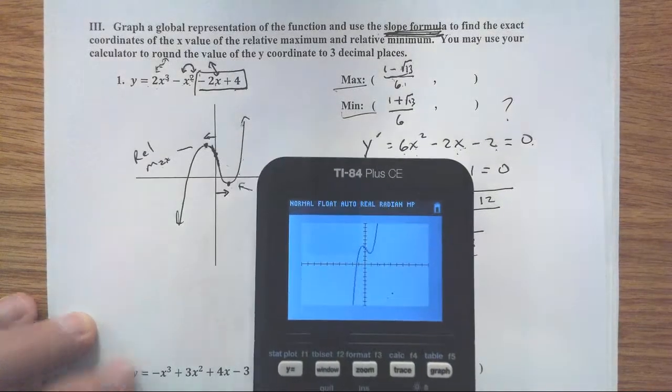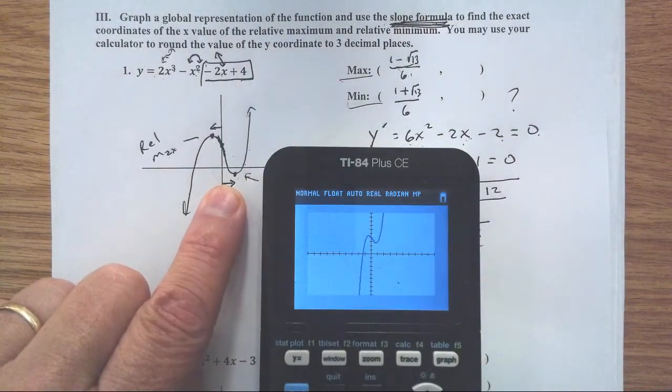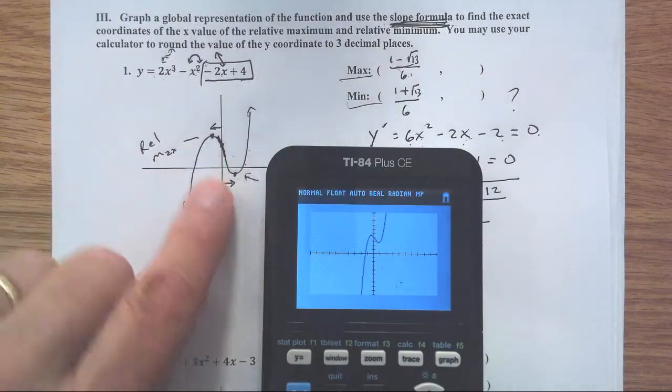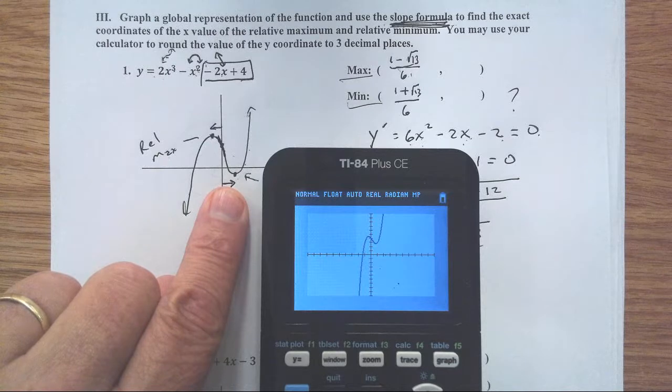And you'll see, oh yeah, it didn't come even close to getting down to the axis. Doesn't matter for this problem. I've got a general shape. I know I've got a max. I know I've got a min.